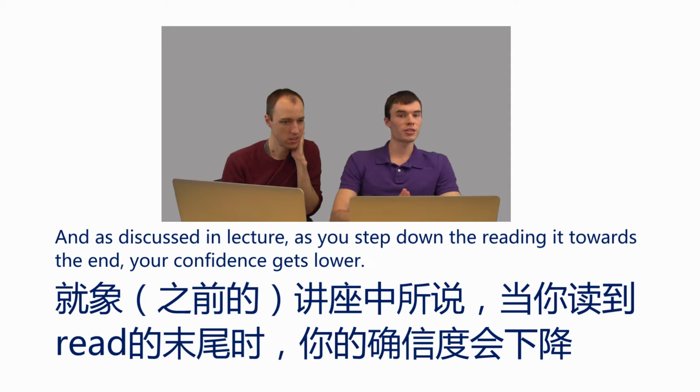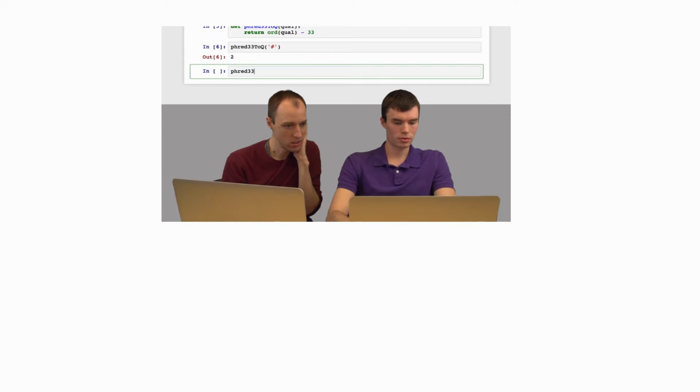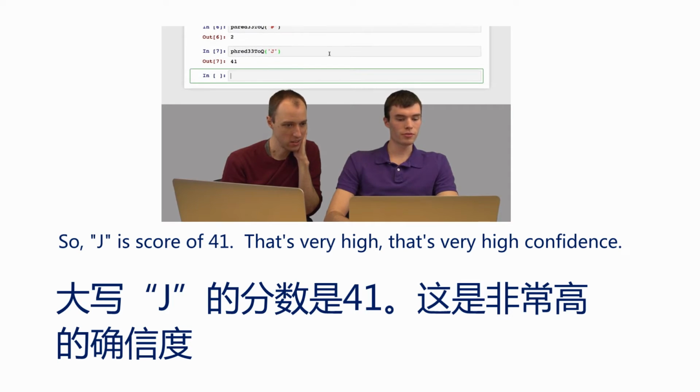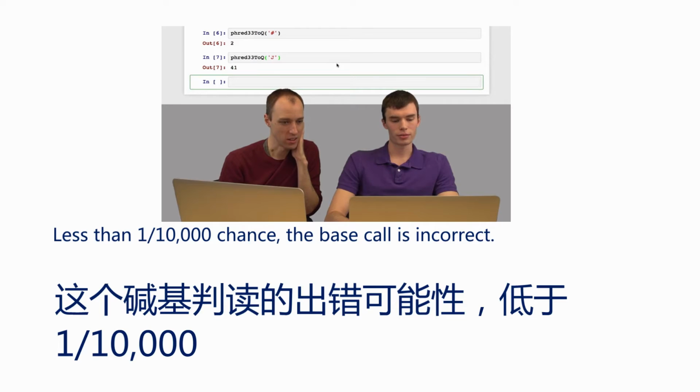And as was discussed in lecture, as you step down the read and get towards the end, your confidence gets lower. So try now, I see also some capital J's in there. Just try a capital J. So J is a score of 41, so that's very high. That's a very high confidence in our value. Less than a 1 in 10,000 chance that the base call is incorrect.